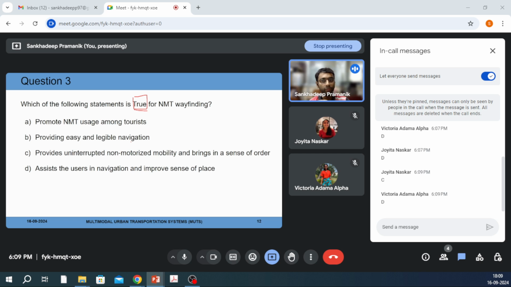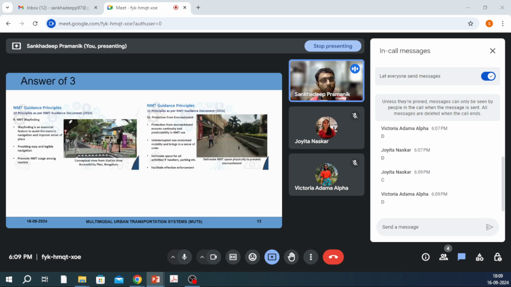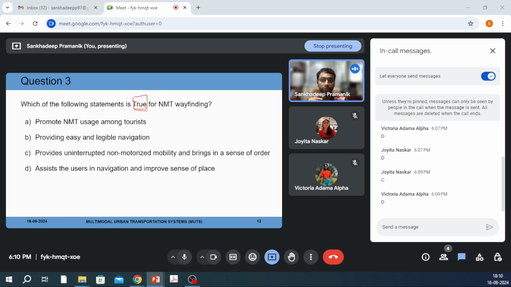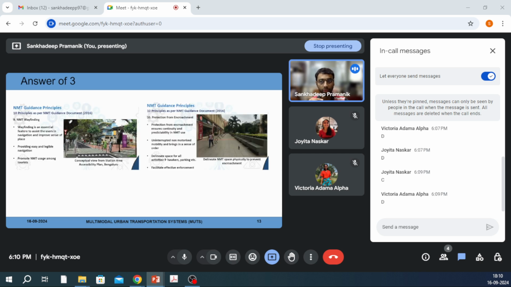NMT wayfinding is basically how people can find where they want to go. It is especially useful for tourists who are new to a particular place, as they can easily navigate to a particular area. So it is essential to assist the users in navigation and improve the sense of place, and it provides easy and legible navigation. Because of this, it promotes NMT use among tourists.